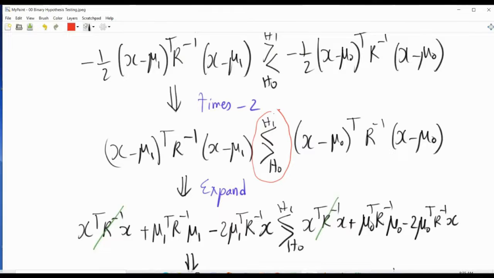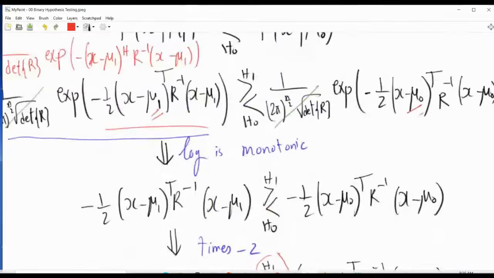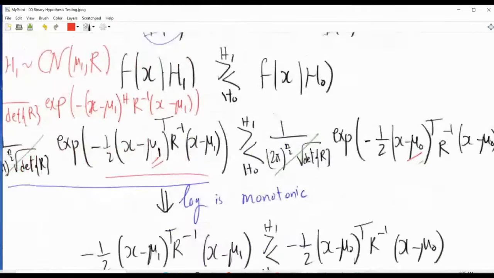The philosophy is that if you have a hypothesis testing problem, you need to write your decision rule in the simplest form possible. Of course, in theory, we can just compute these things and compare them. In other words, if we know mu0, mu1, and R, and we get a vector x, we just plug in here and plug in there and compare.